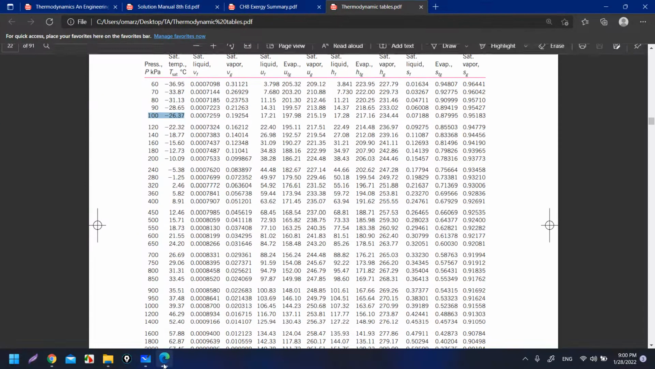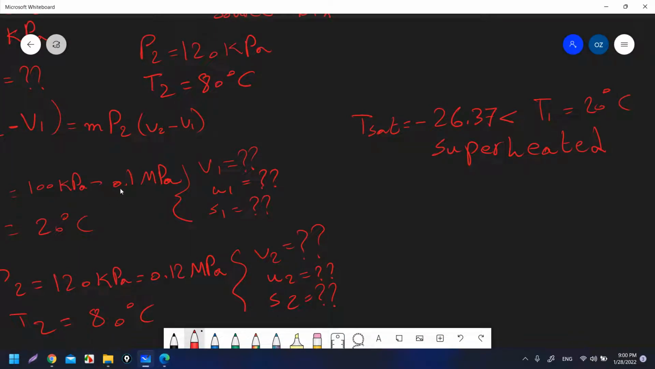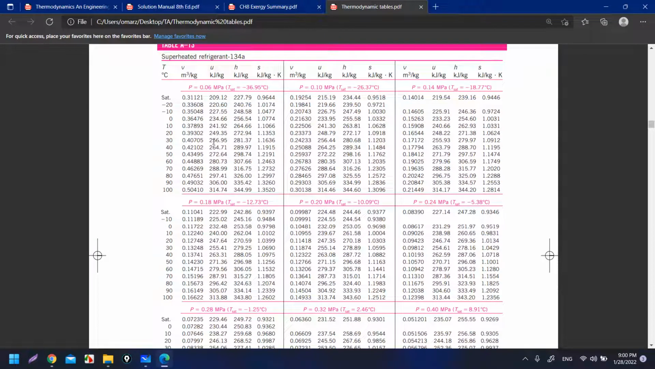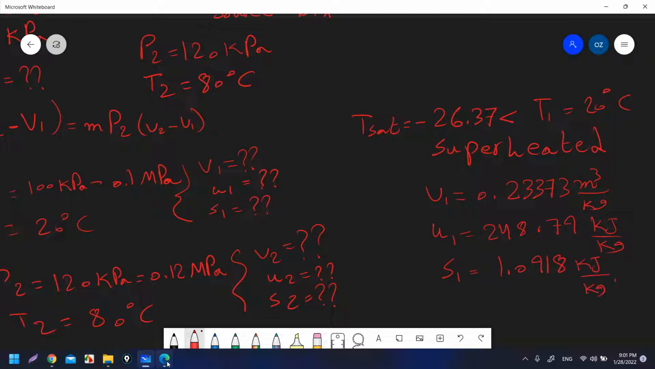Okay, so I have to go to table A13. At 100 kilopascal, which is 0.1 megapascal, you divide by 1000, at 20 degrees Celsius, and I will get these values S, U, and V. Okay, so V1 will equal 0.23373 meter cubed per kilogram, U1 will equal 248.79 kilojoule per kilogram, and S1 will equal 1.09 kilojoule per kilogram Kelvin.